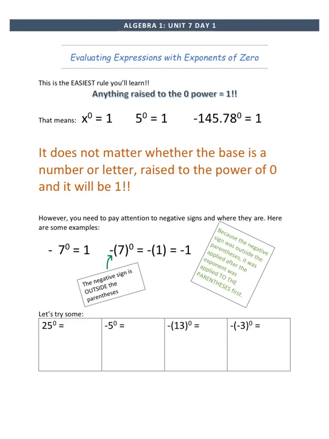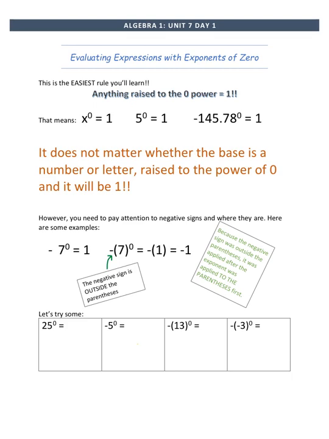So read the big letters. It doesn't matter whether the base is a number or a letter. Anything you raise to the power of 0 is 1. But you do need to pay attention to negative signs and where they are. So you've got negative 7 to the 0 power equals 1. Right, because it's -7 raised to the 0 power.